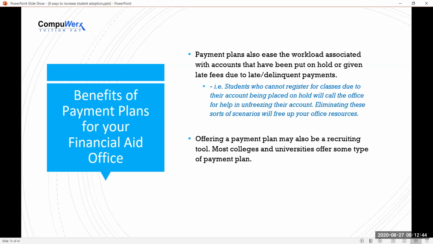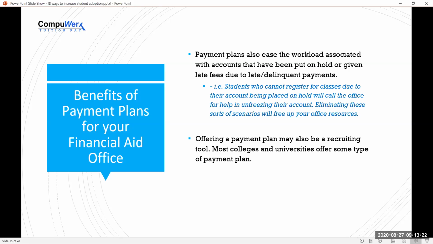Payment plans also ease the workload associated with accounts that have been put on hold or given late fees due to delinquent payments. For example, students who are not registered for classes because their accounts were put on hold for late or delinquent payments have to call the office to unfreeze their accounts. Having a payment plan eliminates those scenarios and frees up your office resources.